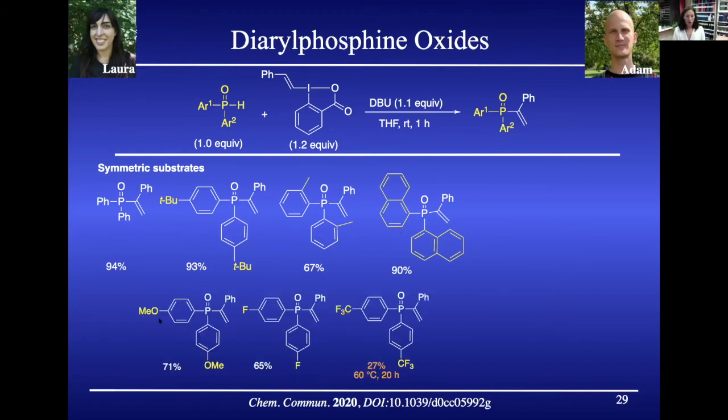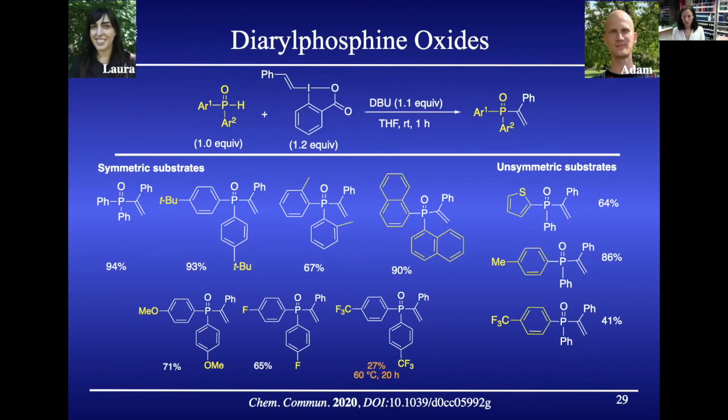We could put on electron donation and also fluoride substituents, whereas when we put on a CF3 functional group, the reactivity went down considerably, and we could only isolate 27% after heating for a prolonged time. We could also try unsymmetric substrates, so having two different aryl groups on the phosphorus, and they worked out fine as well.